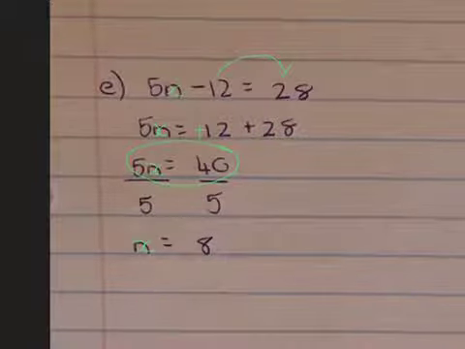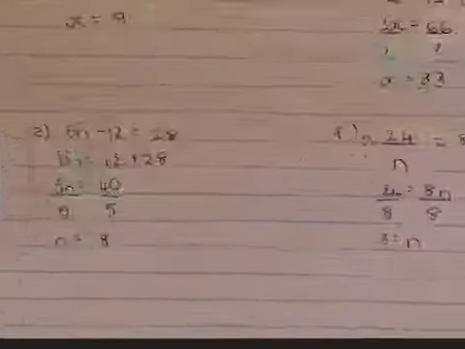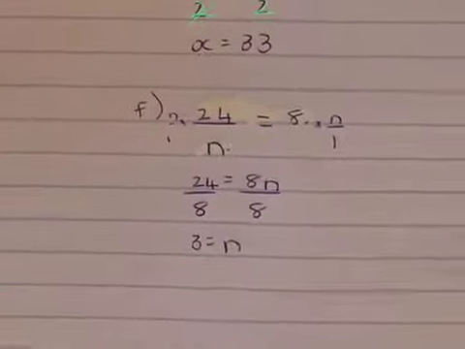And so 5 cancels when you divide. 40 divided by 5 is 8. Again, it doesn't matter what letter you use.